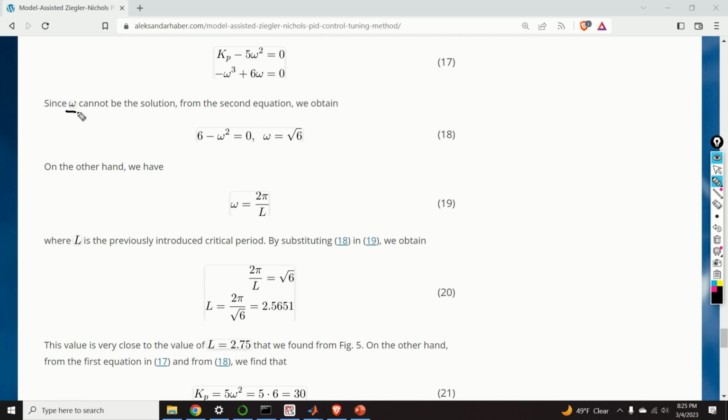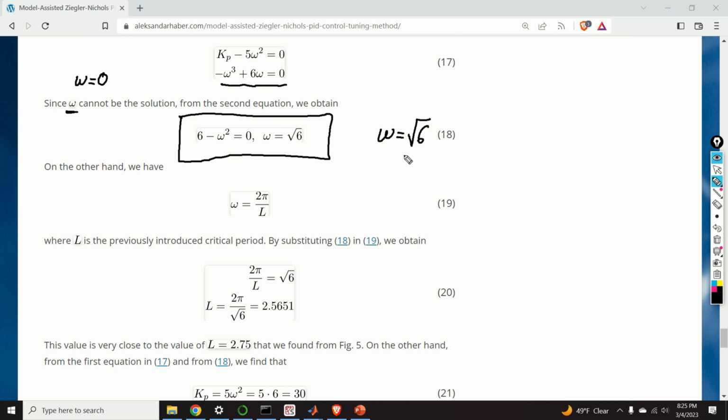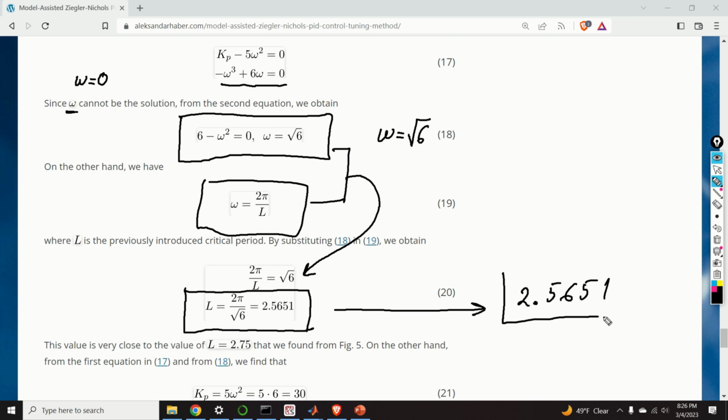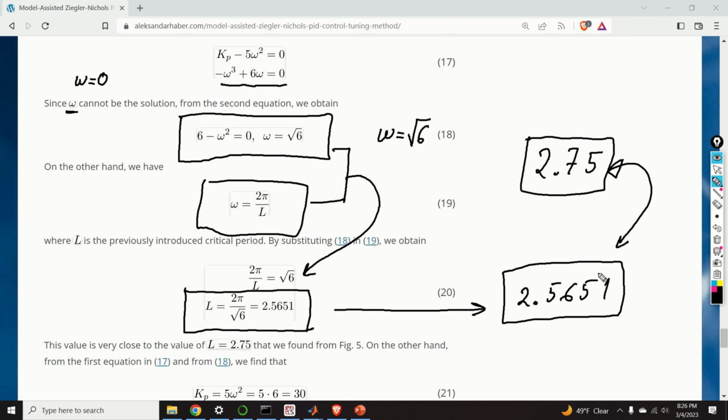Omega cannot be equal to 0, so omega equal to 0 is not the solution. From the second equation, we obtain this equation. That is, we can solve the second equation for omega equal to square root of 6. Now, we know that omega is equal to 2 pi over L, where L is our critical period. So, by using these two equations, we obtain the equation number 20, and we can solve for L. The critical value of L is equal to 2.5651. Now, stop here for a second and remember the value of L that I read from the graph. The value of L was 2.75. So, our heuristic or experimental method gave us a relatively good estimate of the true value of L.